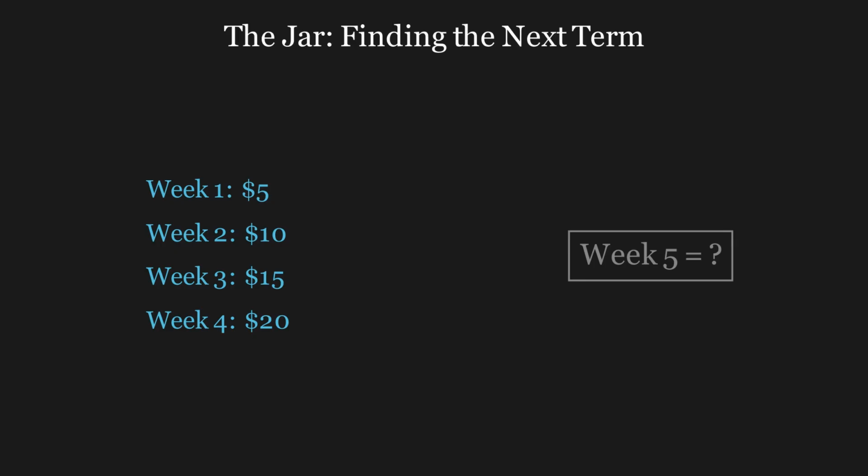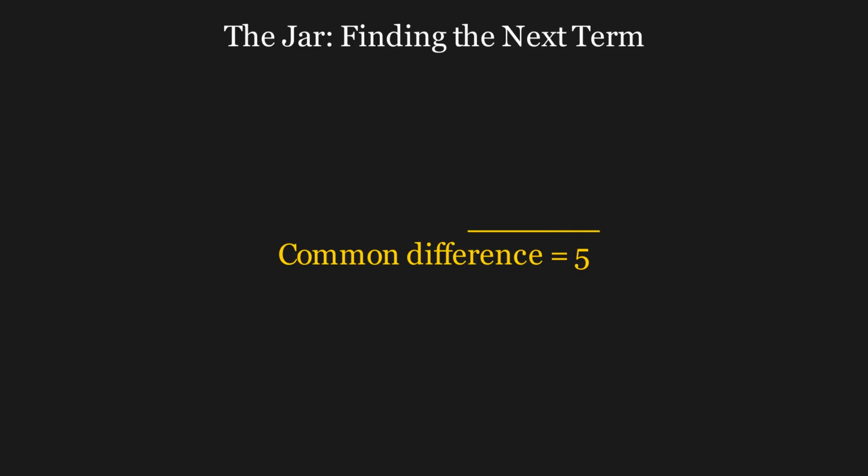That fixed jump, the same amount added every single time, is called the common difference. The common difference here is 5. Since the rule is add 5, we just do it one more time. 20 plus 5 gives us 25. That's the whole idea. Spot the constant add, then add it again.